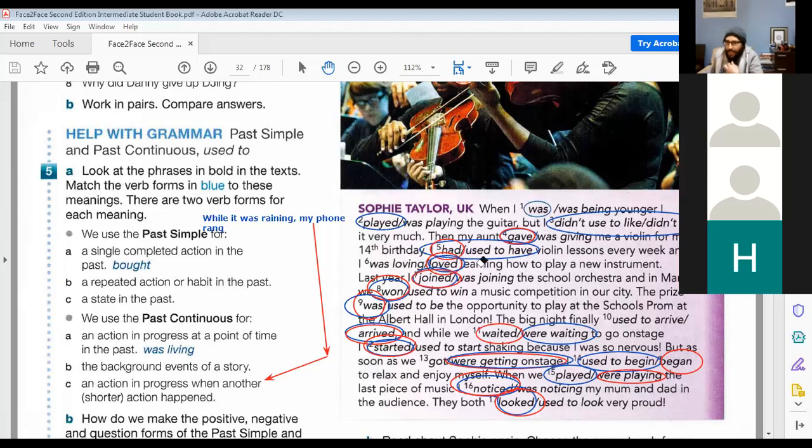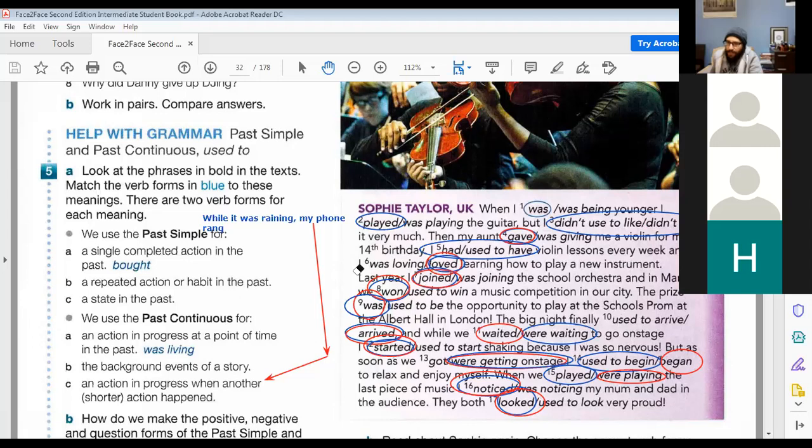I had violin lessons every week. I used to have violin lessons. So let's remove the red one. Both are correct. It's repeated every week. Lessons every week. I loved learning how to play the instrument.